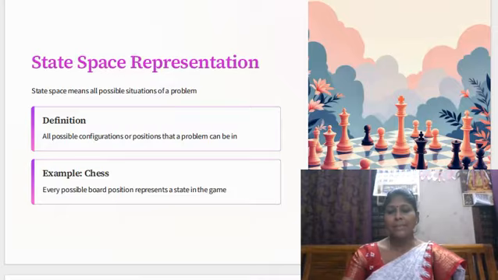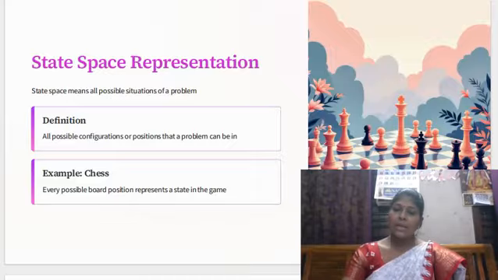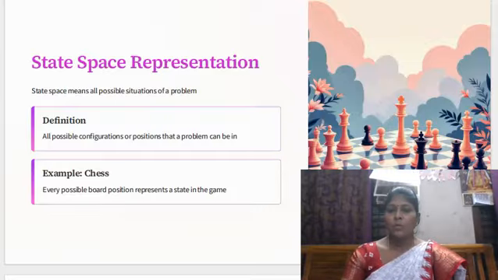For example, a chess game. We already saw search tree and graph: a tree may repeat states and a graph avoids repetitions. The final key point is that a graph is more efficient than a tree. So these are the main concepts of AI.